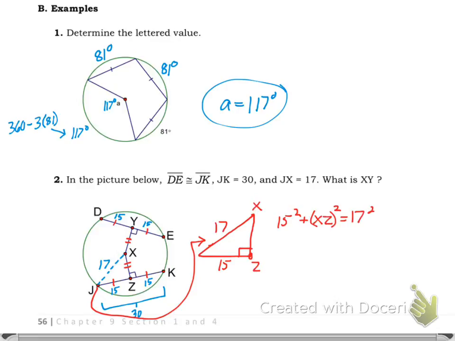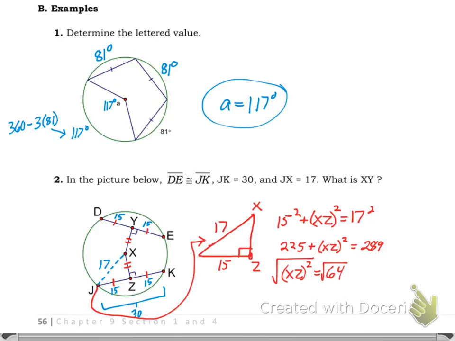All right, so you're going to come up with 225 plus that XZ line squared. That's going to equal 289. I'm going to subtract 225 from both sides. So you're going to come up with XZ squared is going to equal 64.